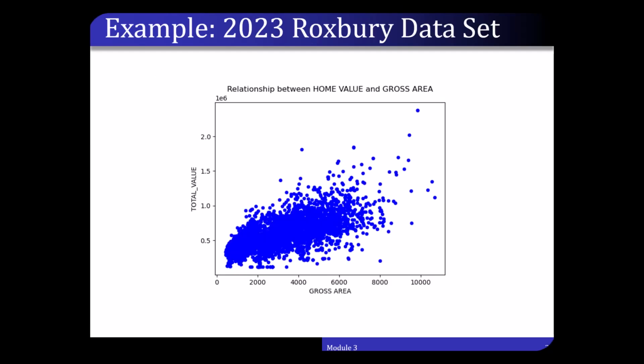Let's take a look at this example. Here I have the assessment of home values in the Roxbury region of Boston, which are on the y-axis, and their gross area, which are on the x-axis. The idea is to find a linear relationship, a linear equation between these two variables. One can guess that the bigger the area of the house, the higher the home price should be, which makes a lot of sense, and that's what we are going to see.